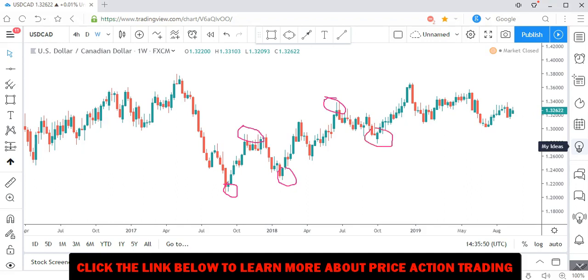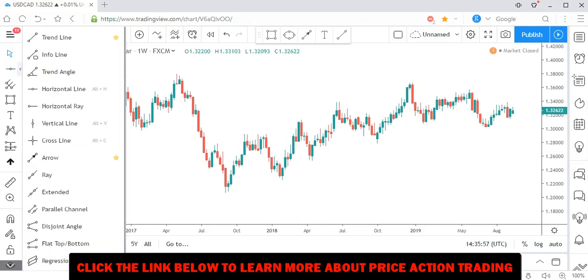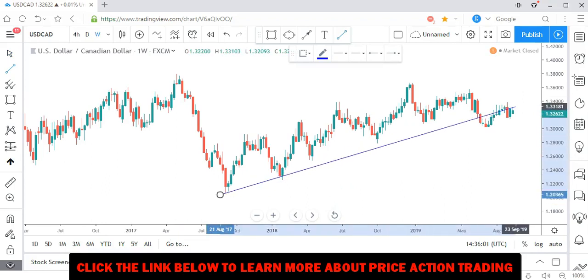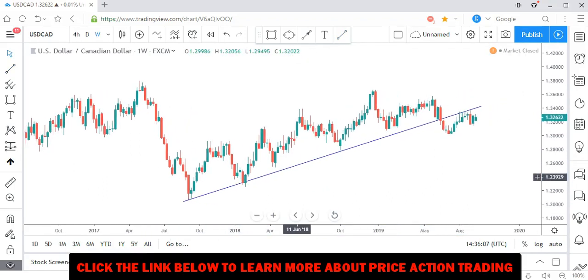Since we have noticed this series of higher highs and higher lows, all we need to do is plot our trend lines. You come here, you see trend line, click on it, click and drag. We have spotted our trend. So this is an uptrend, and from what we are seeing here, price was trending higher, and right now we have a breakdown. We saw price breaking down the trend line.